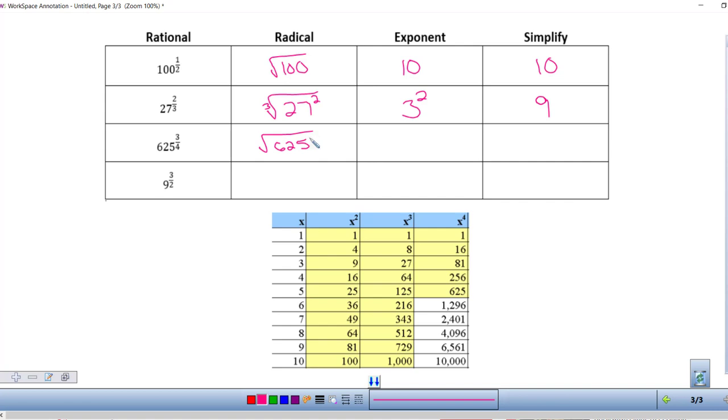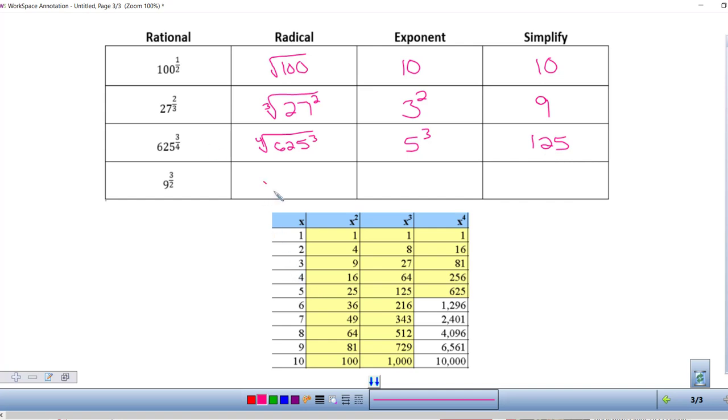625, we have inside over outside. Again, we start with the radical part, so the 4th root, we're going to look at our x to the 4th column, 625, that is 5. Bring along the exponent, 5 to the 3rd power is 125.